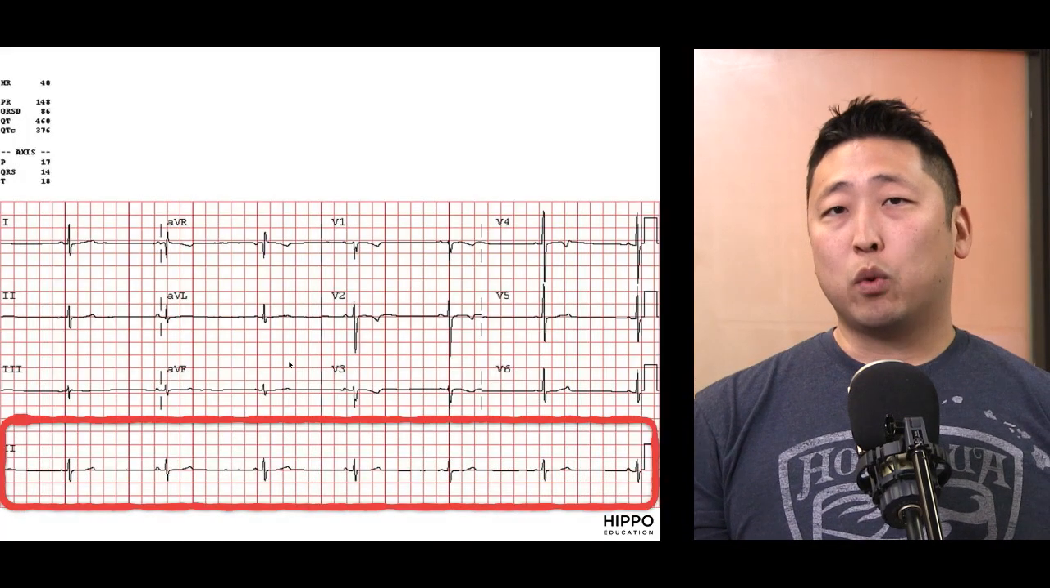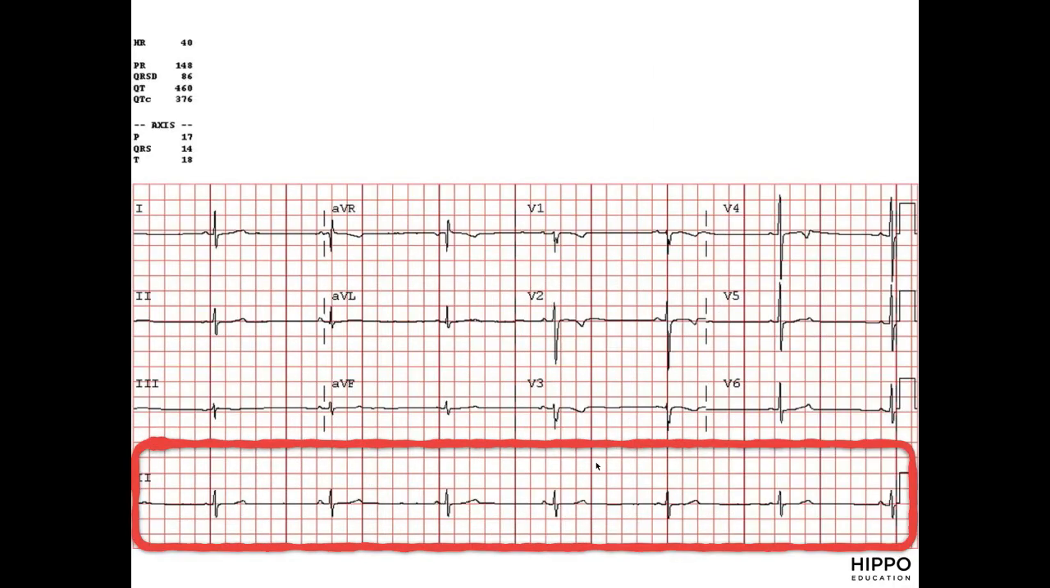And so again, you want to look at the rhythm strip. Typically in the ECG printout, it's the last two lines on the ECG. This one only has one, it's lead 2, but sometimes you'll see V1 as well. Lead 2 and V1 are the ones where you can see the P waves the best, and that's why they're the rhythm strips. You can see here, look at the R to R interval, right? Or the R to R wave.